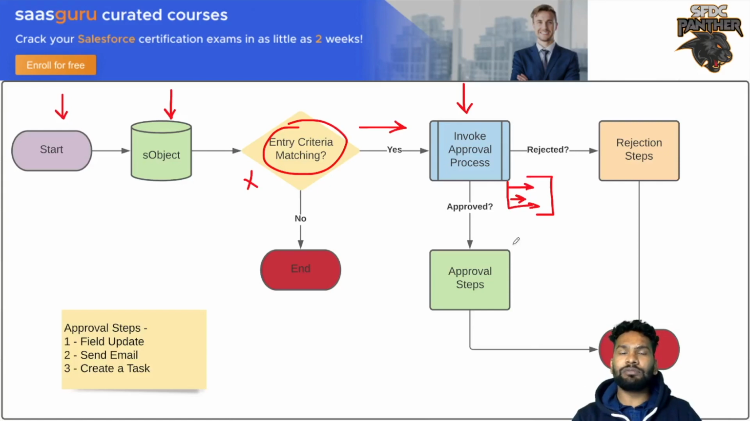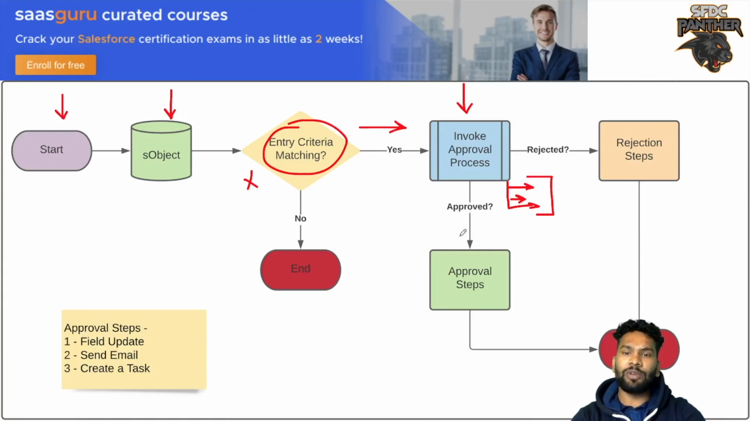You have to figure out if the step criteria matches, then it is going to do the approval and rejection steps. If it doesn't match, it is going to check for the other steps. Okay, we will see what exactly this is and how to develop that.